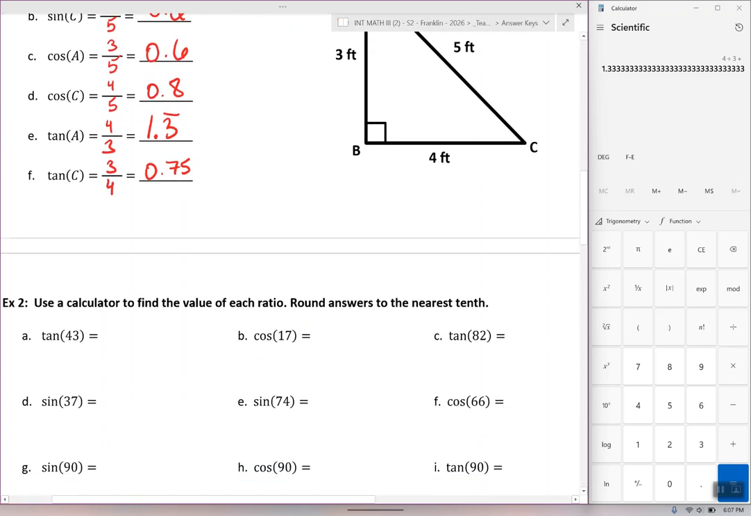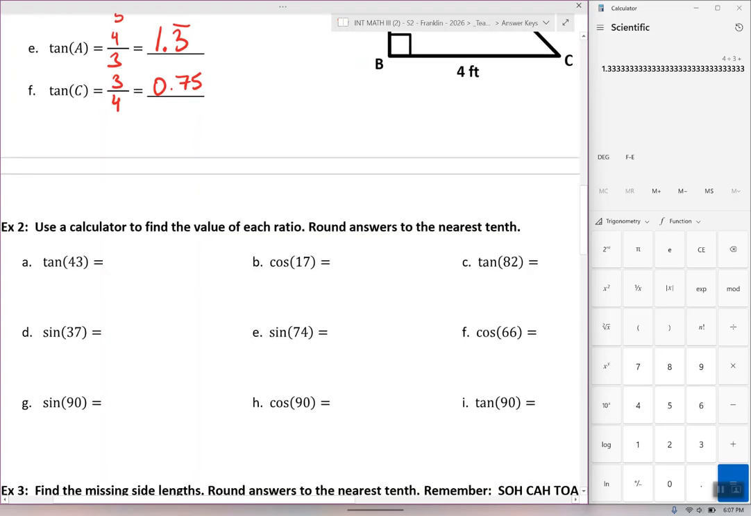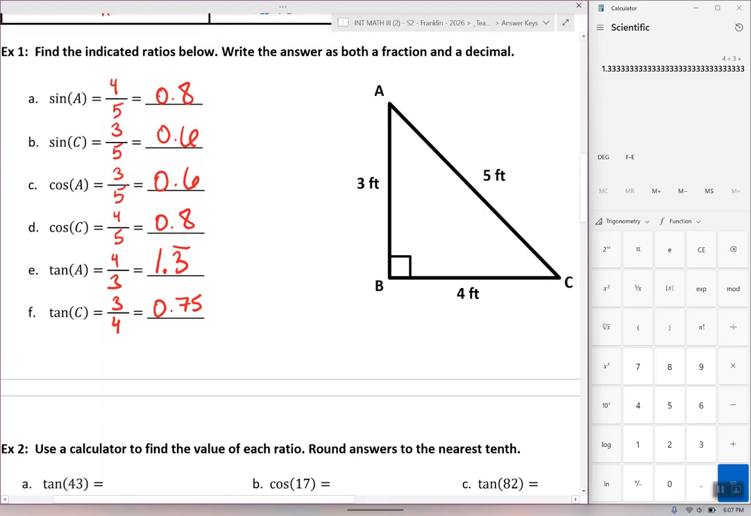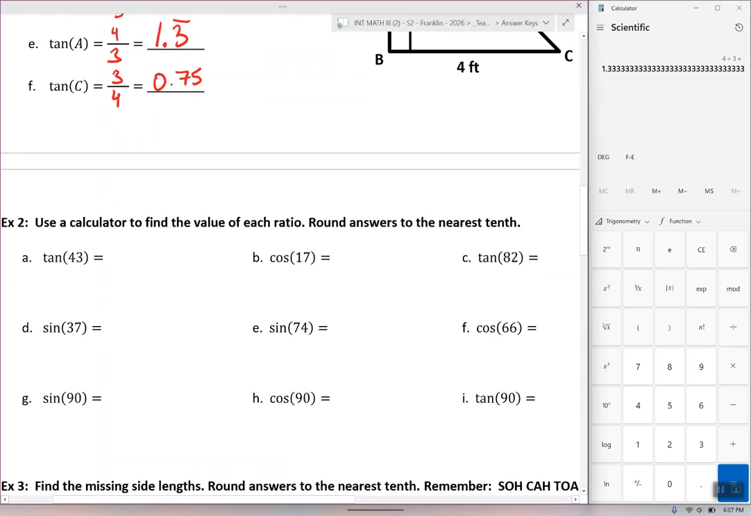Now let's actually use this to find the value of some angles where we don't know the side lengths, but we do know the angle. And really, you normally just use your calculator for this. So the first one says tangent of 43. So it would be 43 degrees, a 43-degree angle. We're trying to find the tangent of that angle.